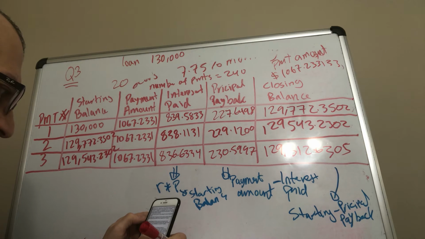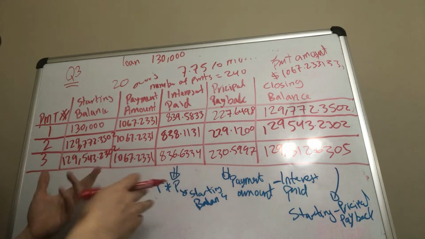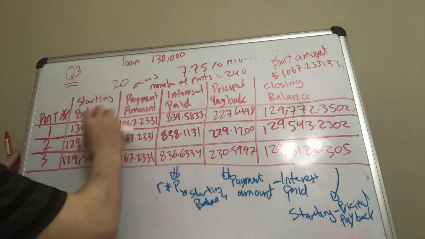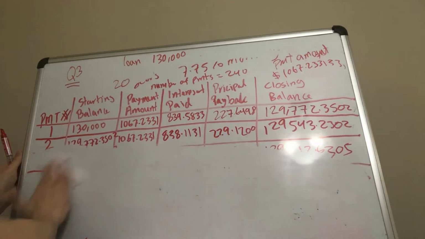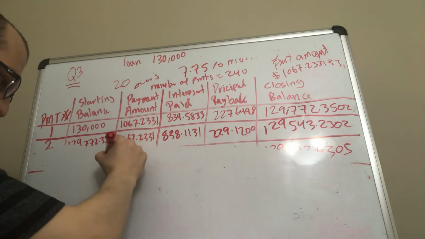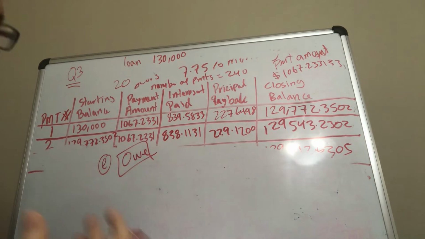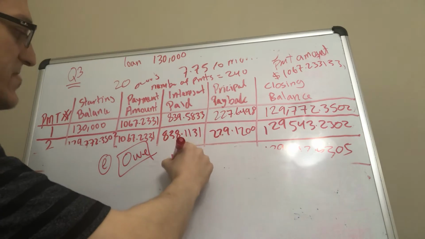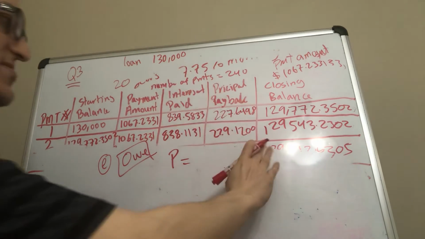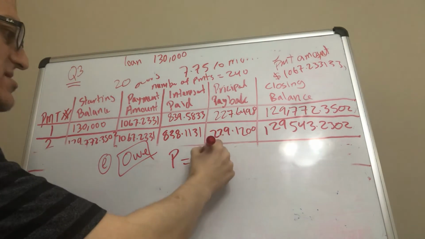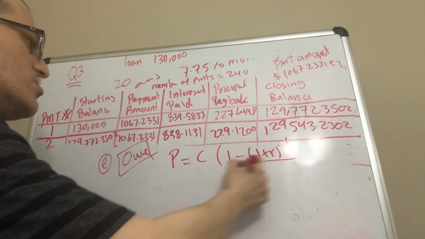How much do you still owe after 5 years of payment? So after 5 years, how much do you still owe them? To answer this question of how much you owe them, ask question D or E. When you ask how much you owe them, you need to find your starting balance, or your P in this case, at that point in time. So using the formula C times 1 minus 1 plus R to the negative T over R.